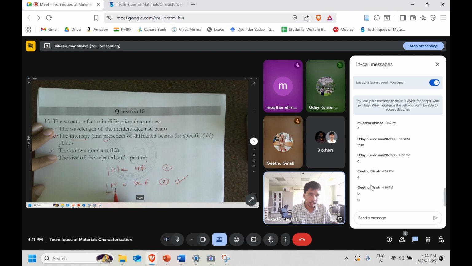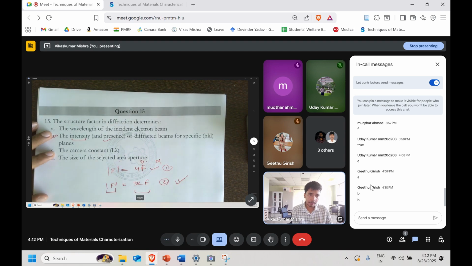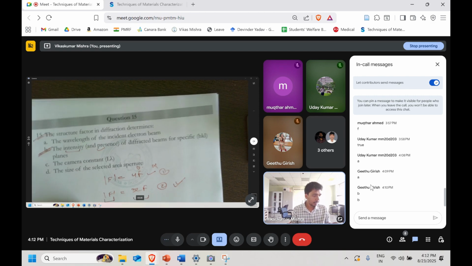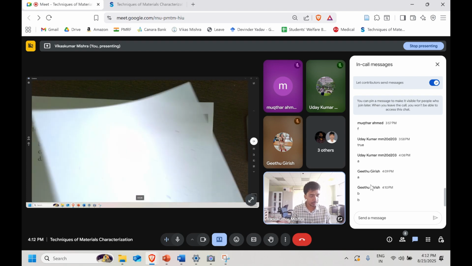Structure factor is nothing but how much scattering is happening, how much diffraction is happening. So more diffraction, more is the intensity you will get. Less intensity here. 0, no intensity. Okay, so that's how we have solved this question 15. If any doubt, let me know. If not, let's move to the next question, question number 16.